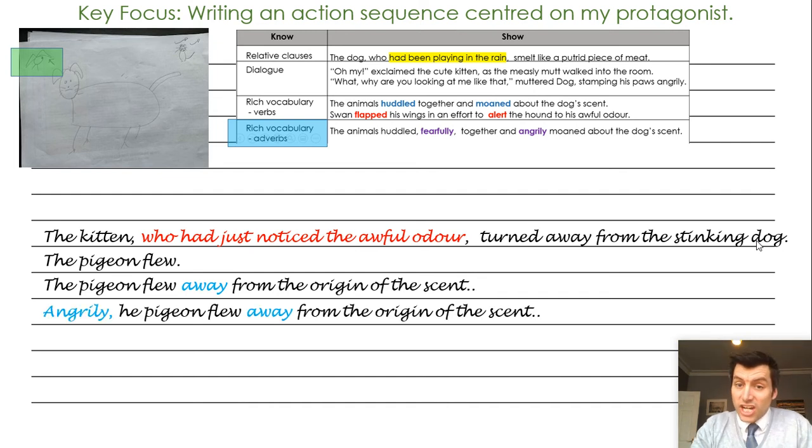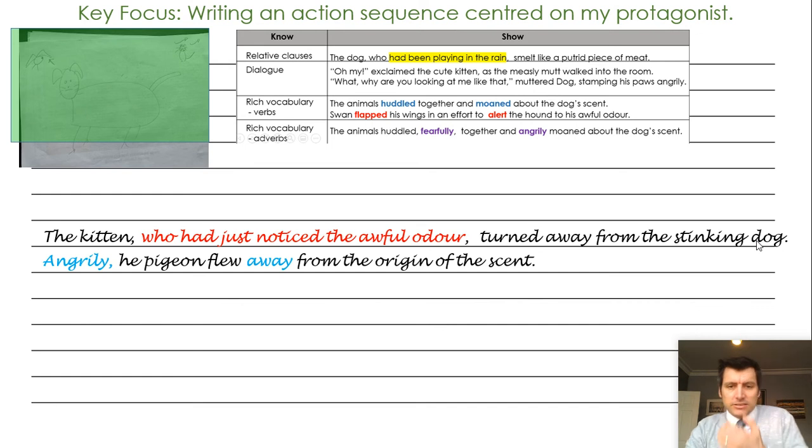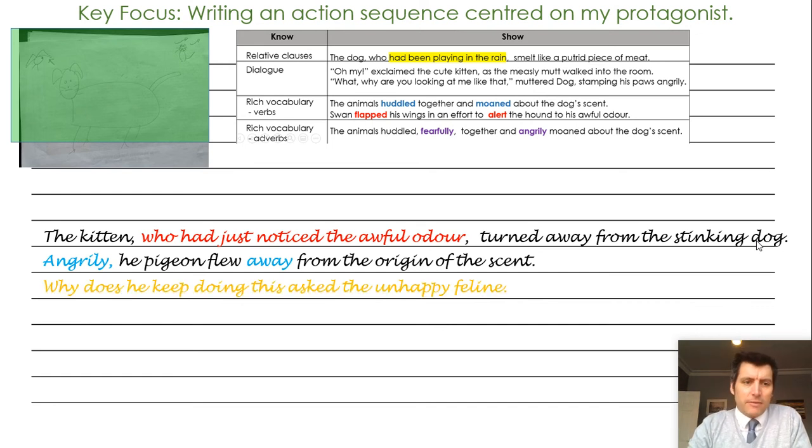So I can also change the adverb again, or use another adverb. He's not happy about that smell. He's flapping his wings. Angrily he flew. It should say the pigeon. Angrily, the pigeon flew away from the origin of the scent. So I've got that idea of how he's going, where he's going. Okay? So I've got a bit more information using my adverbs now.